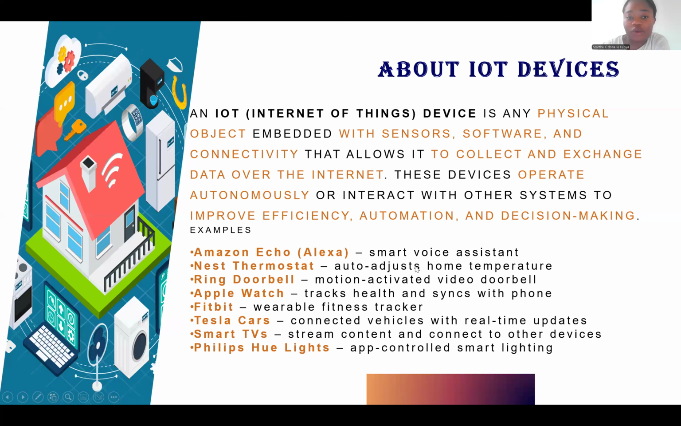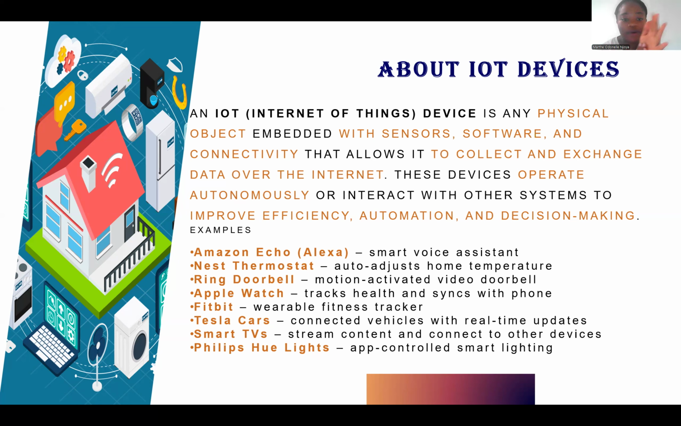Okay, so what are IoT devices? IoT devices are also known as Internet of Things devices. They're basically physical objects embedded with sensors, software, and connectivity that allow them to connect and exchange data over the internet. Those devices interact with other systems to improve efficiency, automation, and decision making.